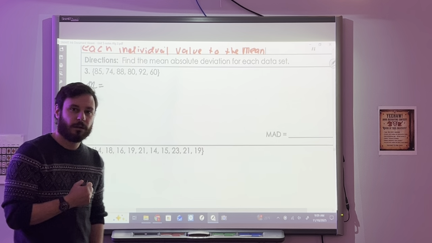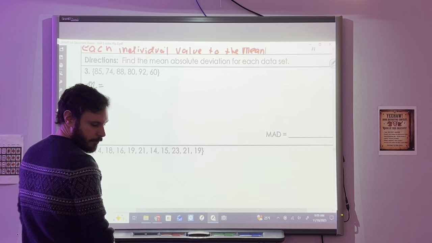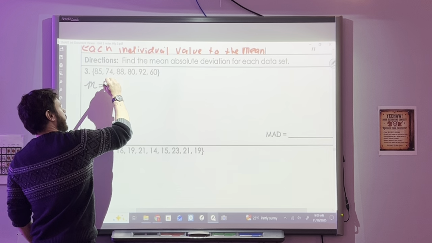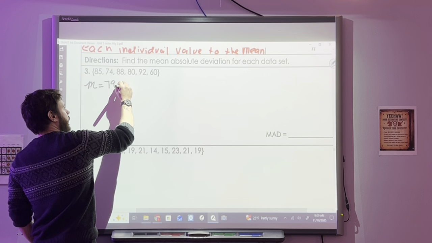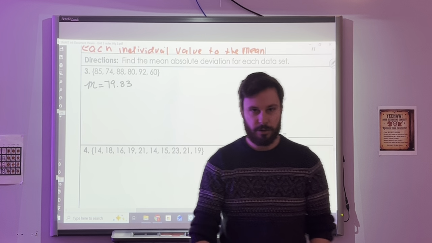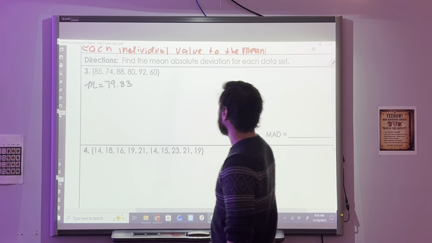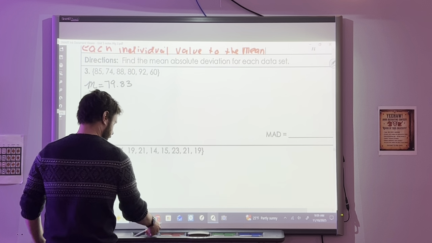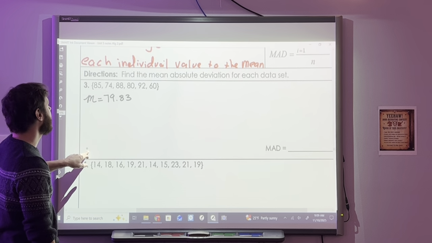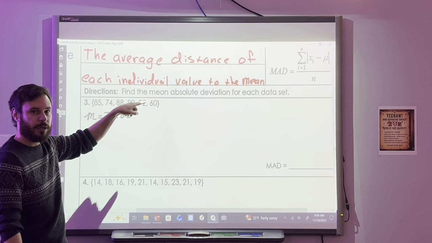Add everything together and find the average. If I do that, the mean is going to be 79.83. Okay, and we can go to 2 digits. That's fine. All right. Now, since we're talking about the distance, this is the mean of this set. The average distance of each individual value to the mean.